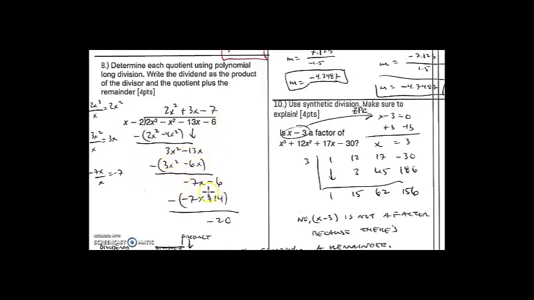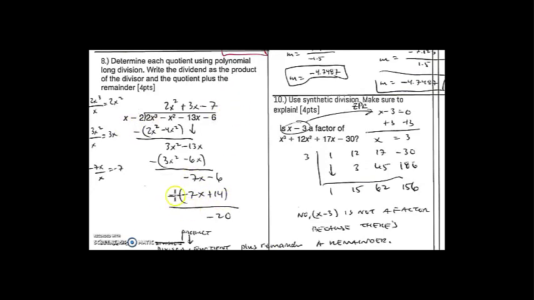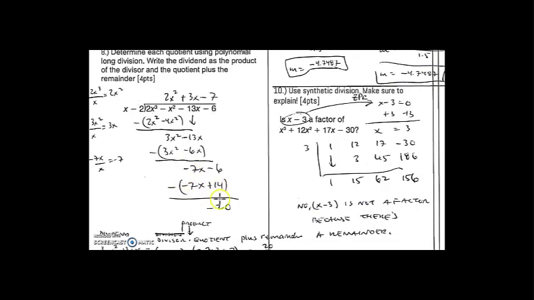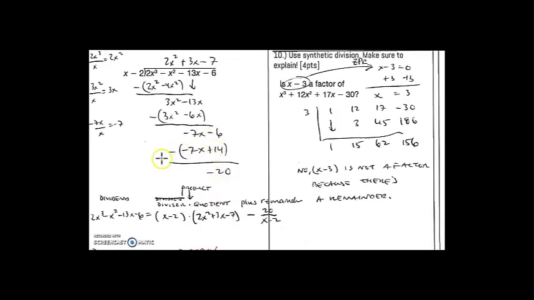Bring that down, -6. X goes into -7x, -7 times. Take that number, multiply, -7x, positive 14. -7 minus -7, that becomes plus, so that becomes 0. And then -6 minus 14, they're both negative, so that's a -20 is your remainder.